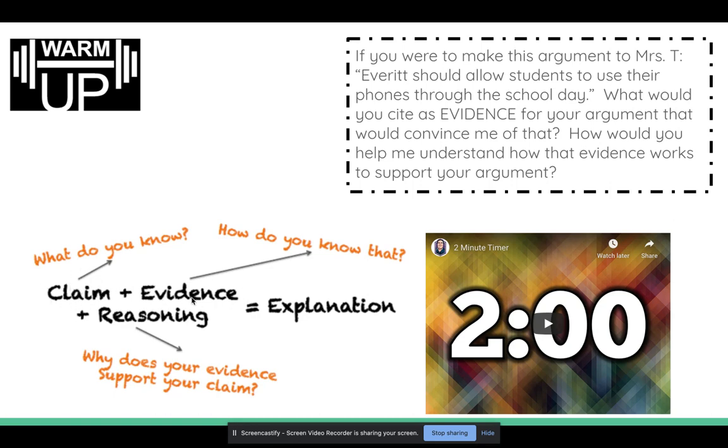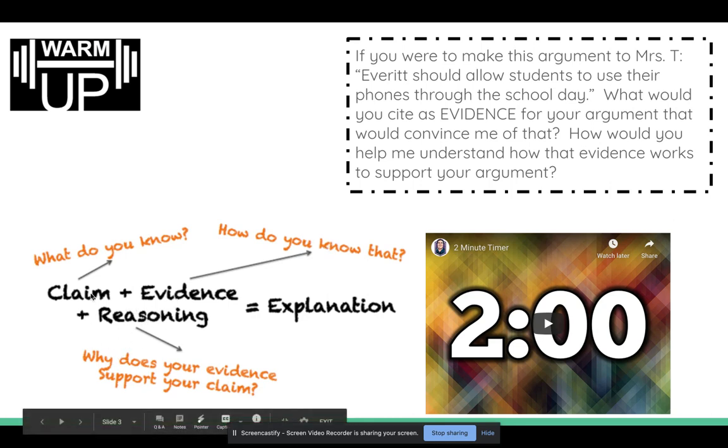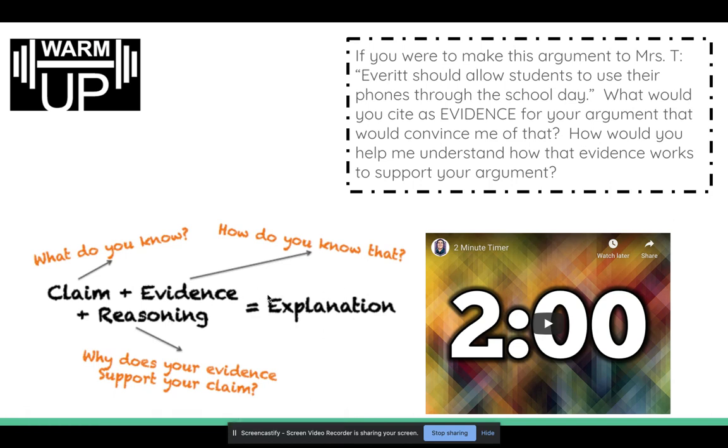A piece of evidence is a detail or a specific quote or an example of why your claim is true or reasonable or right. So an evidence answers the question, how do you know that? And then reasoning is how you connect your evidence and your claim together. In other words, you explain to me how your evidence supports your claim. And all of those together is a full explanation.